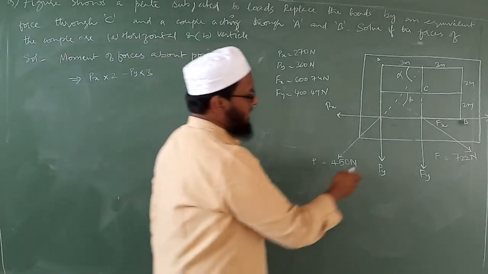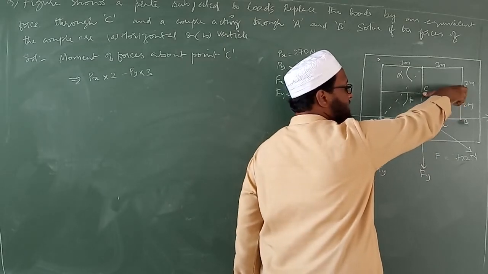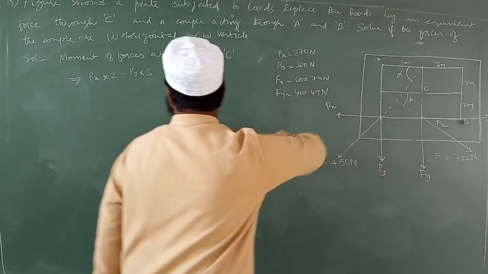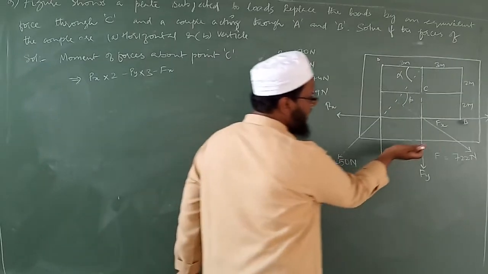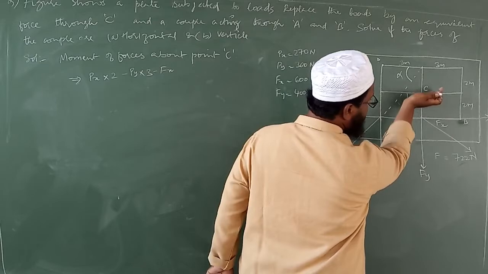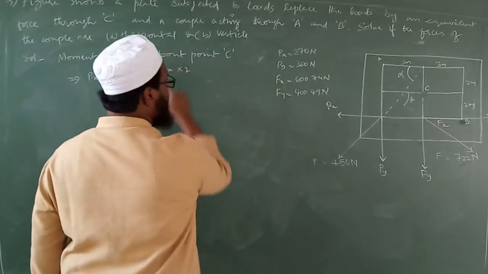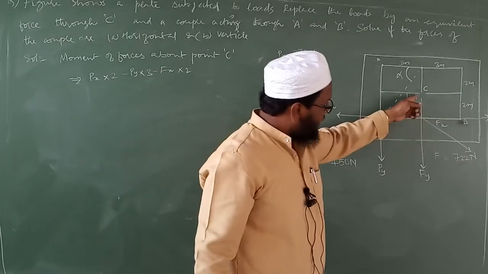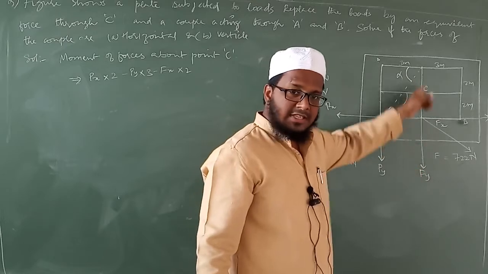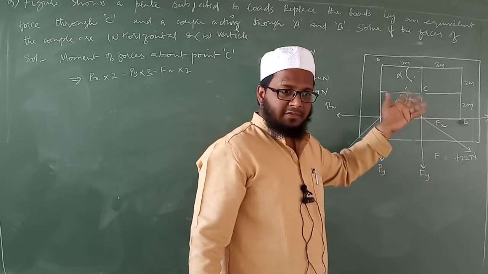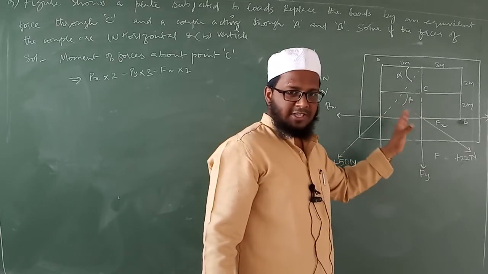Now we have Fx. See the force Fx. Fx is going in anti-clockwise direction. So minus Fx into perpendicular distance, which is how much? 2 meter into 2. What about Fy? See, Fy is passing through point C, isn't it? Fy is passing through point C. So because of that Fy, there will be no moment developed at point C, isn't it?